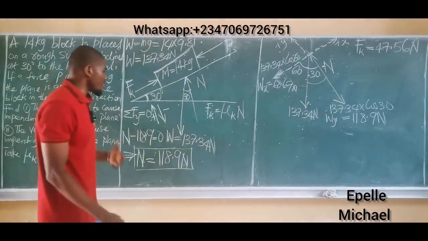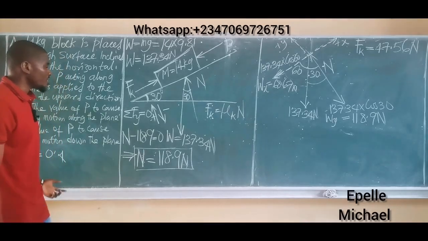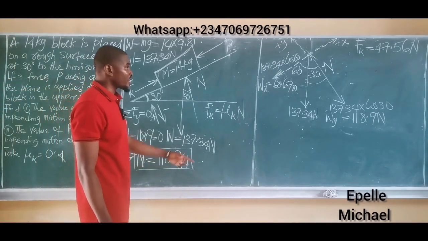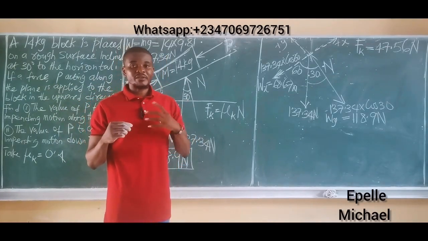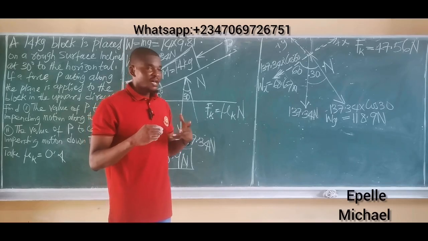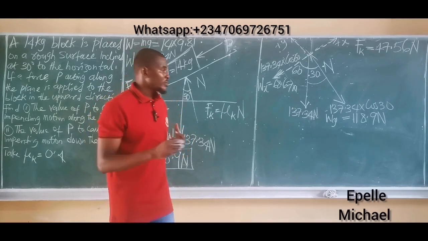And mu k, which is the coefficient of kinetic friction, was given as 0.4. Once you multiply that by 118.9, you still have that same result. So the kinetic friction does not change. The value remains the same. Now, let's apply our new law.